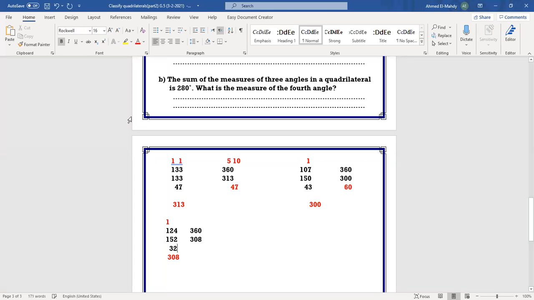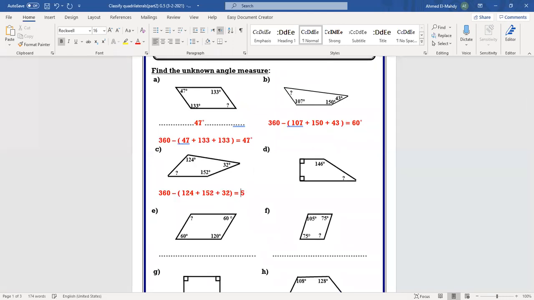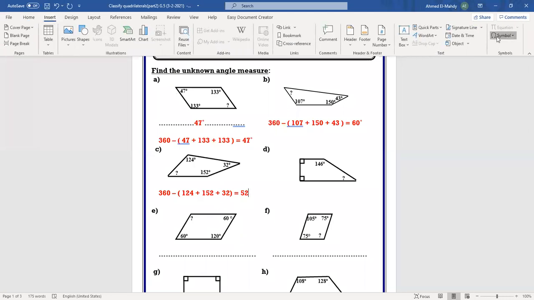0 minus 8, can't be. We borrow from 6, it will be 5. And 0 will be 10. 10 minus 8, 2. And 5 minus 0 equals 5. 3 minus 3, 0. Then the result here will be 52 degrees. Okay, the next one.